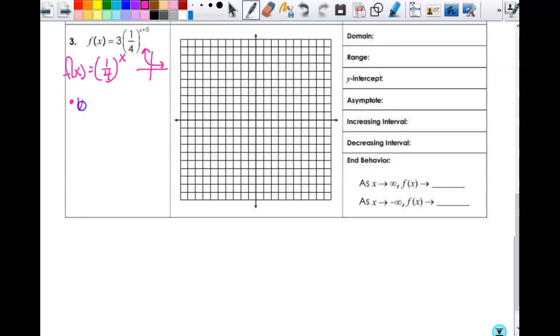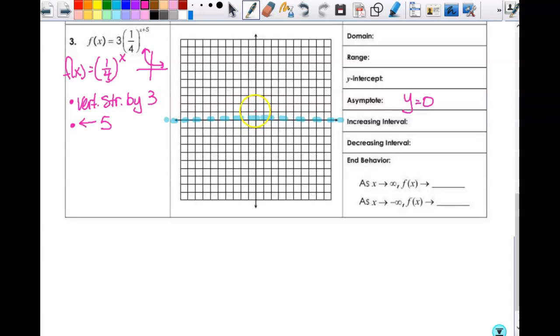That 3 is going to be a vertical stretch by 3. The 1/4 is part of the function. The 5 does what? Left 5. Okay. All right, so then does the asymptote move off of the axis? No, I do not have a shift up or down, so it is still here at y equals 0. All right, so I start with my parent function, 0, 1.